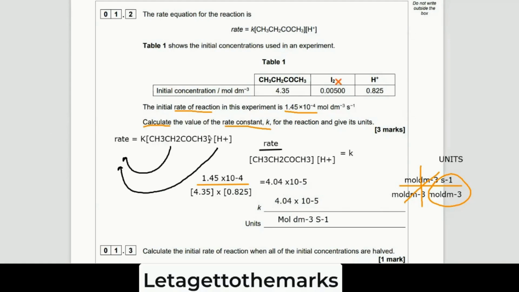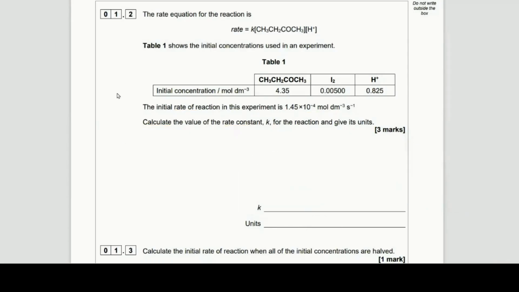Now, the units for K can change depending on the number of concentrations you have at the top and if they're to the power of anything.